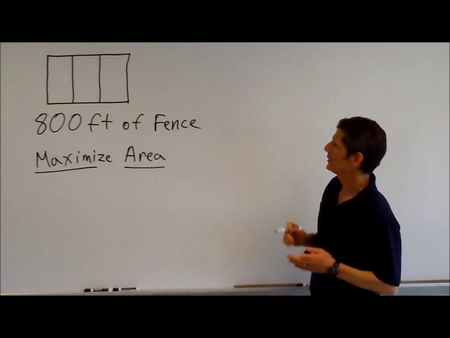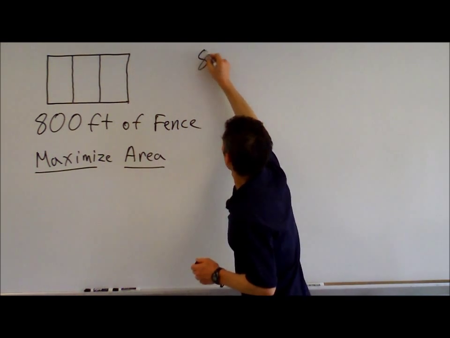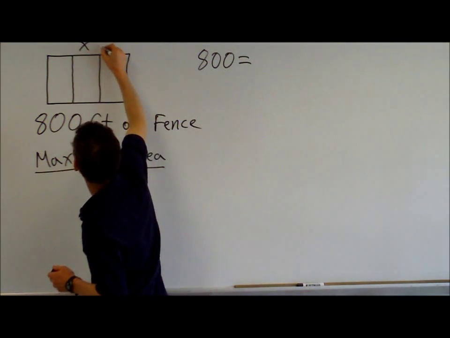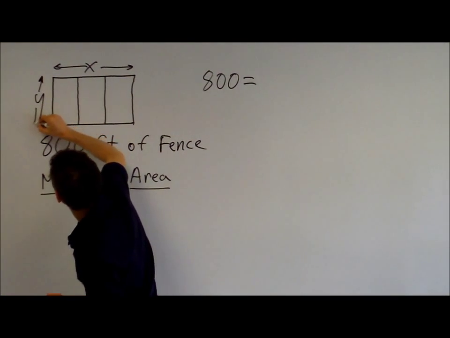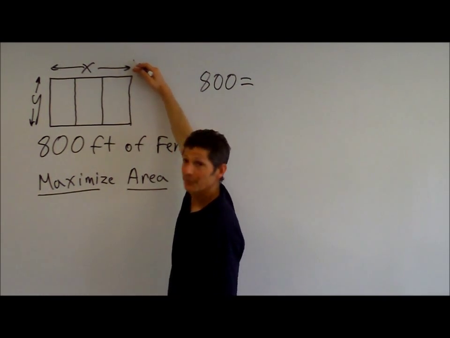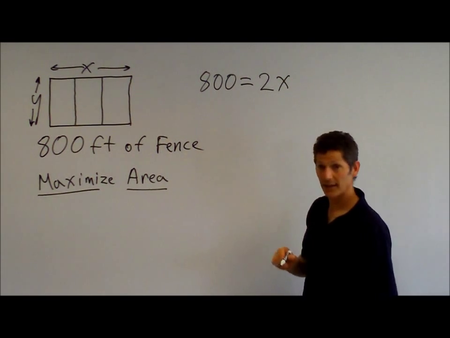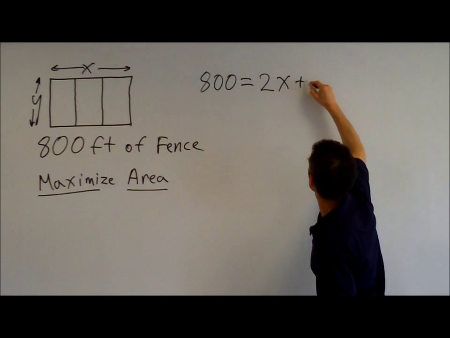So obviously I need some kind of equation which relates to the amount of fence. I'm going to say 800 equals, and I'll call this dimension x. And how about if I call this dimension y? So I need a piece of fence here that's x plus another x. I have 2 x lengths of fence, and 1, 2, 3, 4 y lengths of fence.